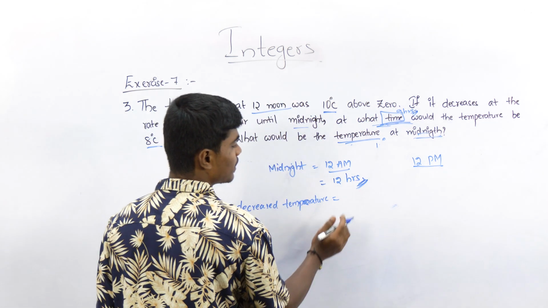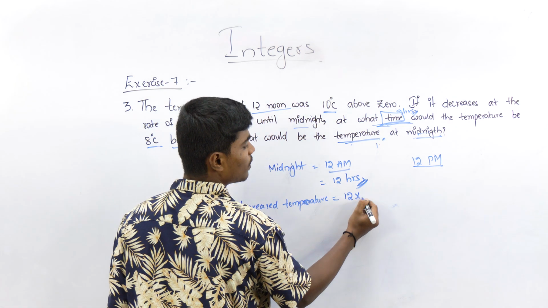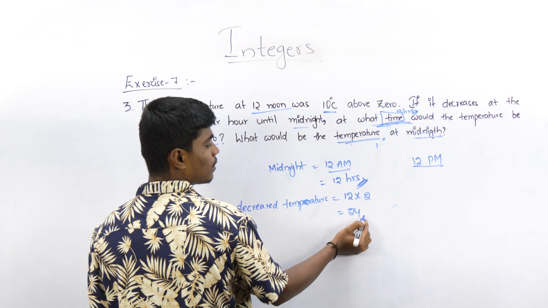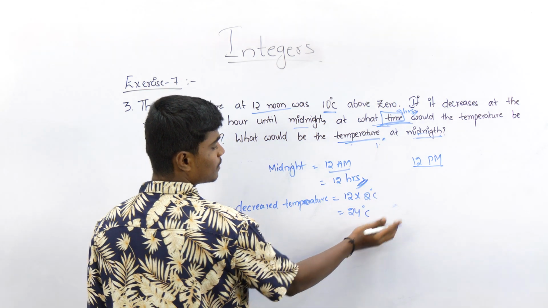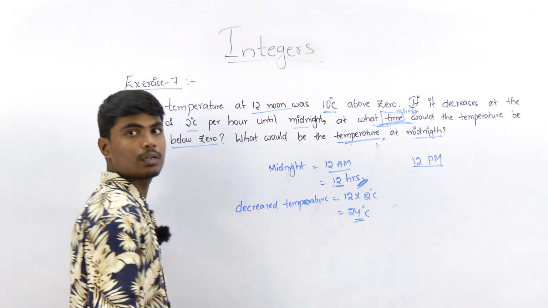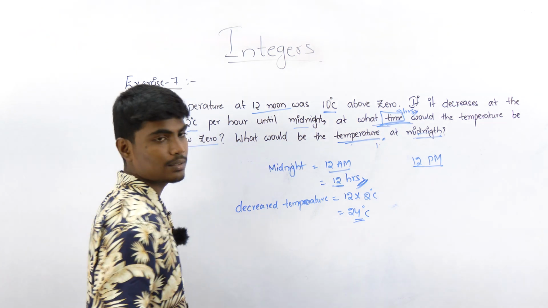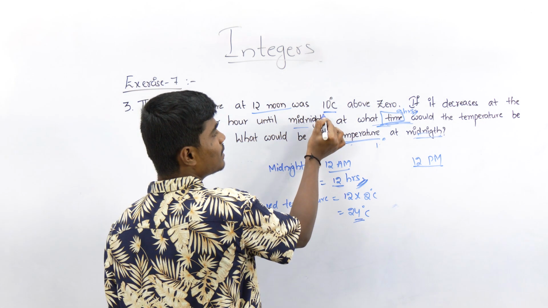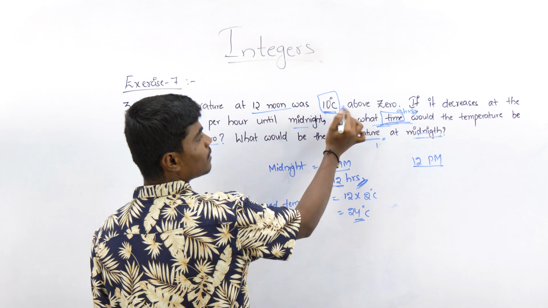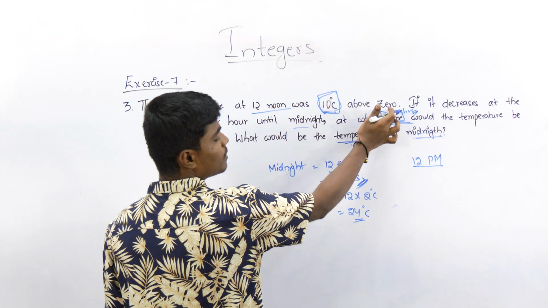Decreased temperature is equal to 12 into 2, which is 24 degrees Celsius. See, in 12 hours, it will decrease 24 degrees Celsius. Here, what is the starting degrees? It is 10 degrees Celsius above 0.